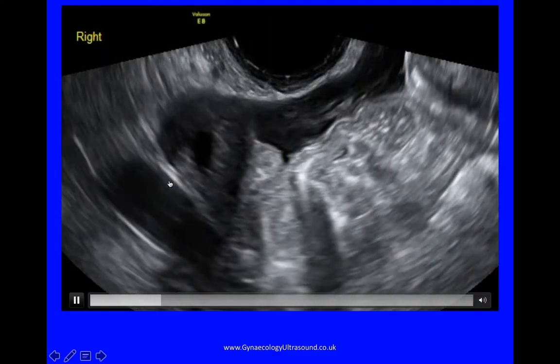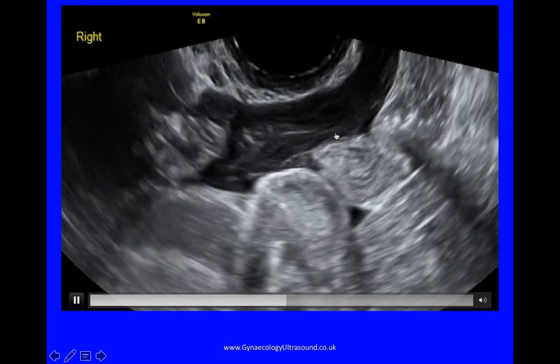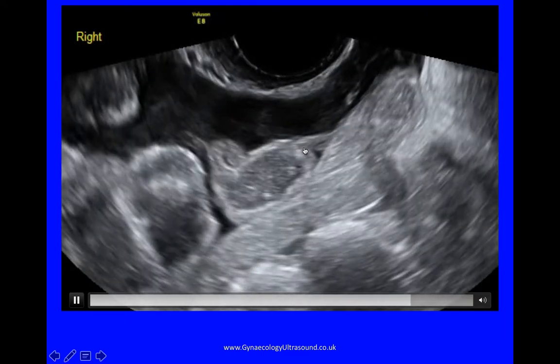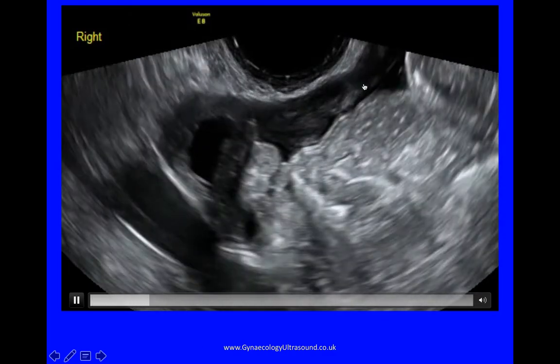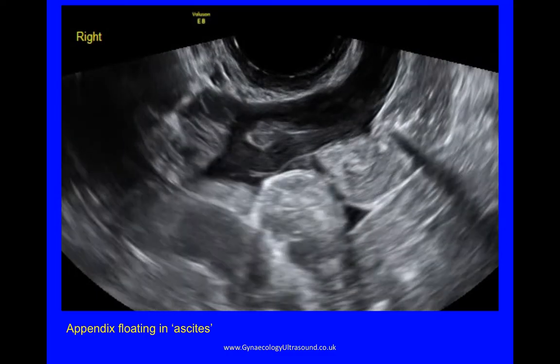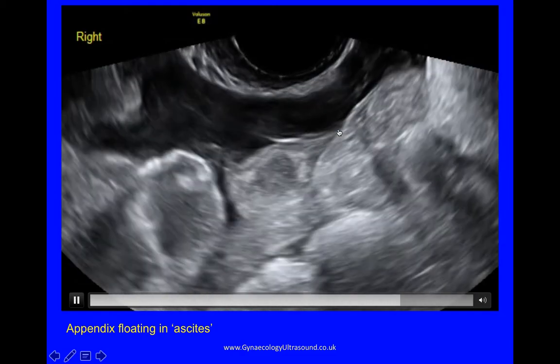In the view of the right adnexa, that was the normal right ovary, and here you can see an appendix floating in this jelly-like ascites. Here it arises from the bowel wall. It was an appendix. There you can see it arises from the bowel wall.